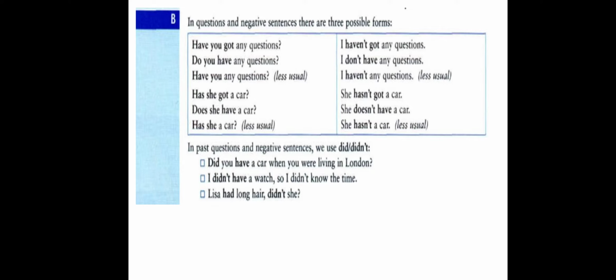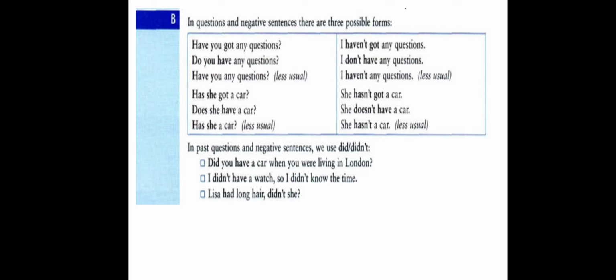If we have have as a main verb, we say I have many questions. To make it negative, we use do, and along with do we use not, so it becomes like this: I don't have any questions. On the third form, which is less usual, when we say I have many questions and have is the main verb, we use not with the main verb, and this is not commonly used, so please don't use it. So you say I haven't any questions, and this is less usual. This is not commonly used, so please don't use it.